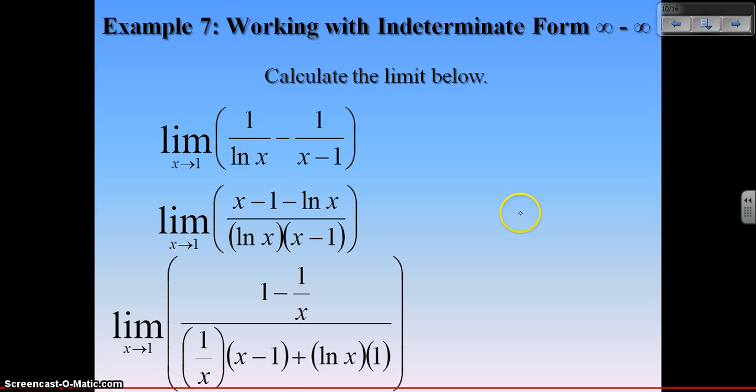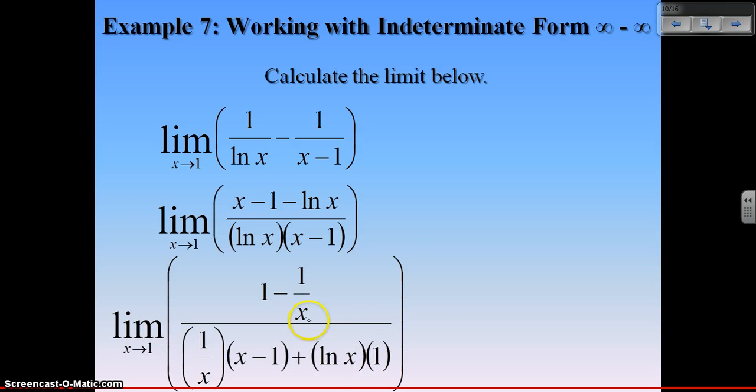That being said, I apply L'Hopital's rule. The derivative of x is 1. The derivative of 1 is nothing. The derivative of natural log x is 1 over x. On the bottom, I have to apply the product rule. The derivative of natural log x times x minus 1. That part's right here. And then we do natural log x times the derivative of x minus 1. That part is right here.